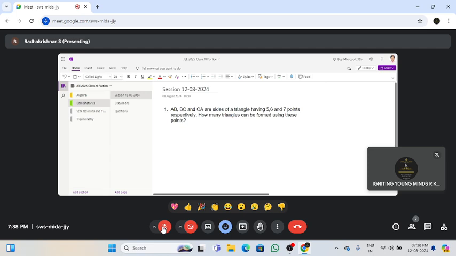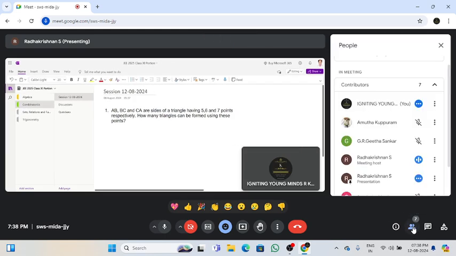I can hear. Okay. So the first problem, since you have covered all the combinations, it should be fairly easy. AB, BC, and CA are sides of a triangle having 5, 6, and 7 points respectively. How many triangles can be formed using these points?